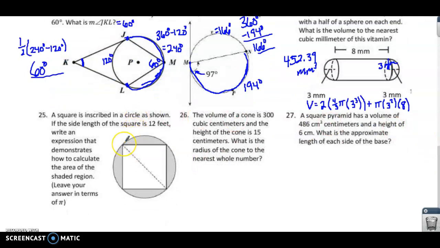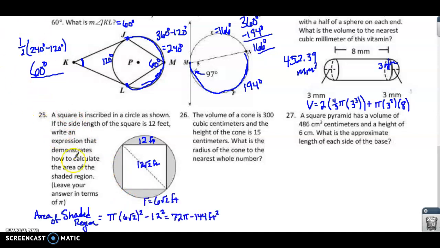A square is inscribed in the circle shown. The side length of the square is 12 feet, so we know that each side of this square is 12 feet in length. Write an expression that demonstrates how to calculate the area of the shaded region. Leave your answer in terms of pi. All right, I paused the video and set this one up for us.